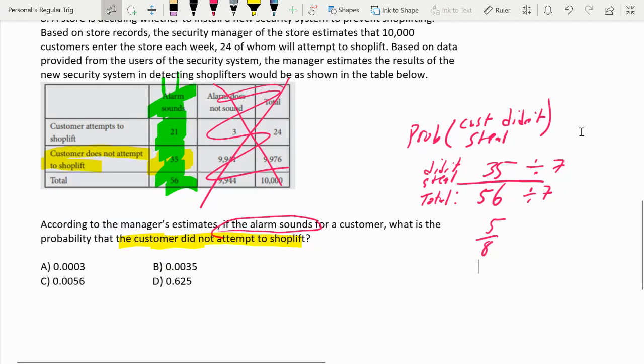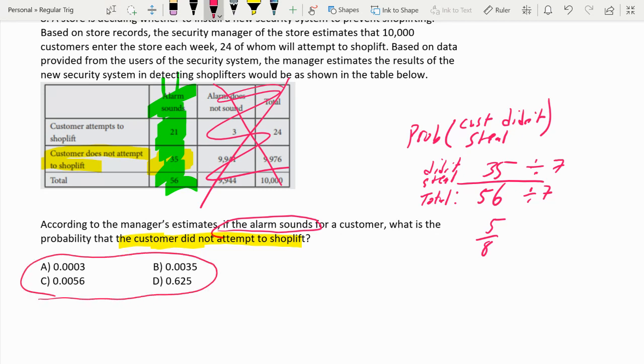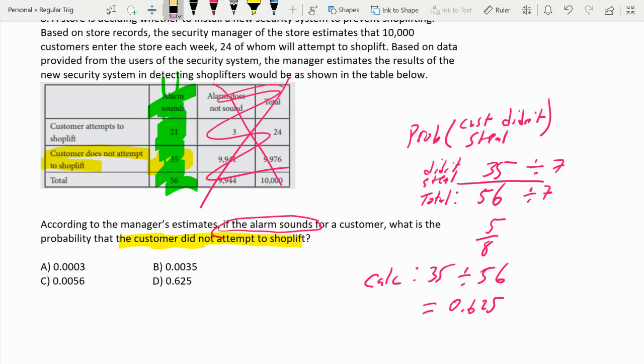But if I'd been paying attention, all these answers are in decimal, so I actually did a little bit too much work. Grab your calculator. Do 35 divided by 56. Then with your calculator, you'll get, it's not even approximate, it's going to be exact. That one's going to be exactly 0.625. So what's the answer? The answer is D.